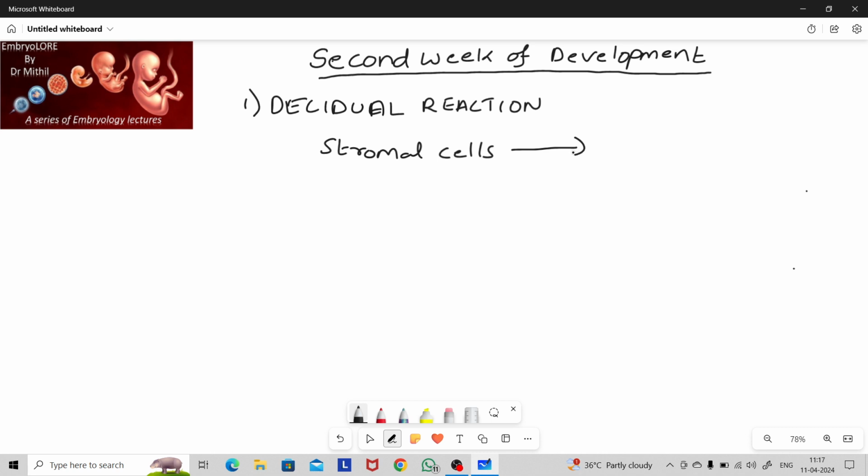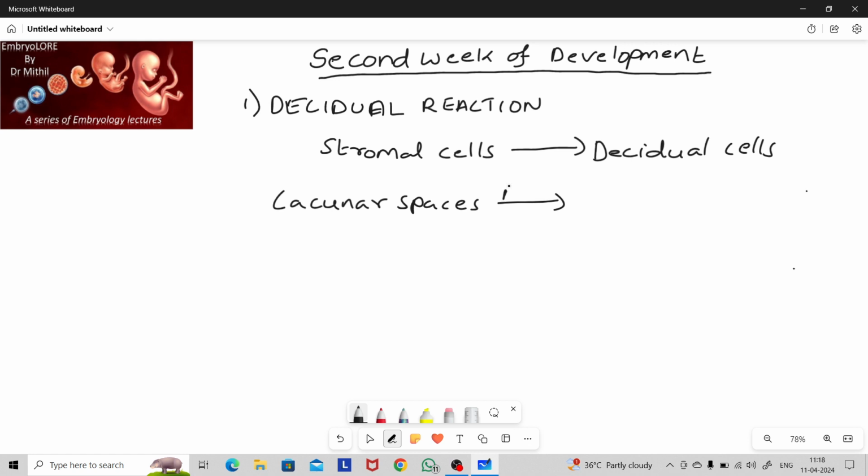Why? Because due to the enlargement and becoming filled with glycogen and also lipid, they are now termed the decidual cells. After this, the endometrial glands become elongated, and the endometrial arteries also get elongated and become more tortuous. Importantly, the lacunar spaces start appearing in the trophoblast.